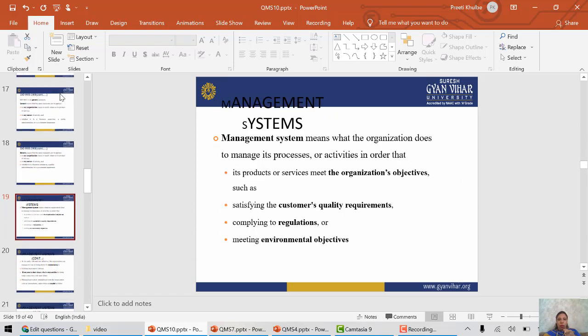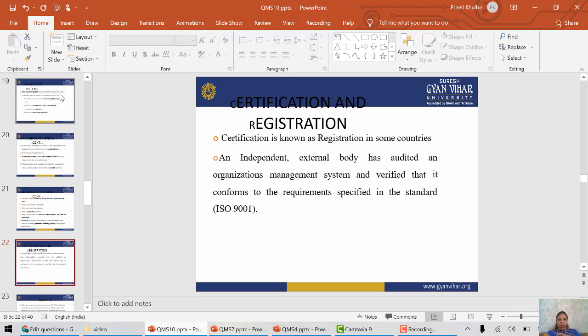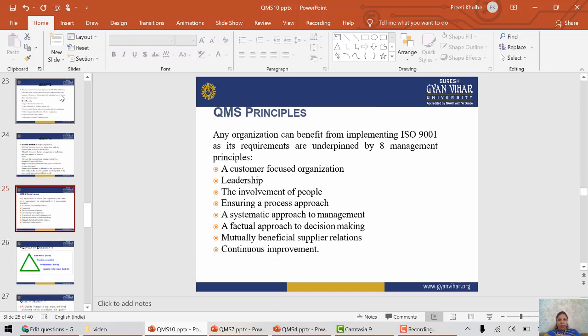And also a very important thing I'll show you, which is the most important thing in this, is the QMS principle. So this is very, very important that in ISO, if any organization is implementing ISO 9000, its requirements are underpinned by 8 management principles. So these 8 management principles should be at your fingertips. Like, one is customer focused organization, in which we focus on customer satisfaction, customer needs, etc.